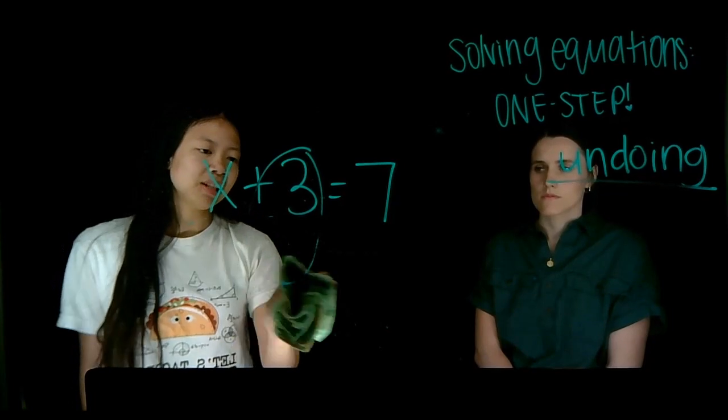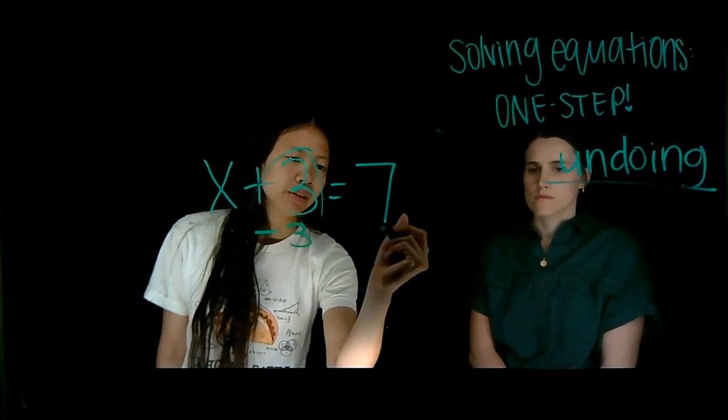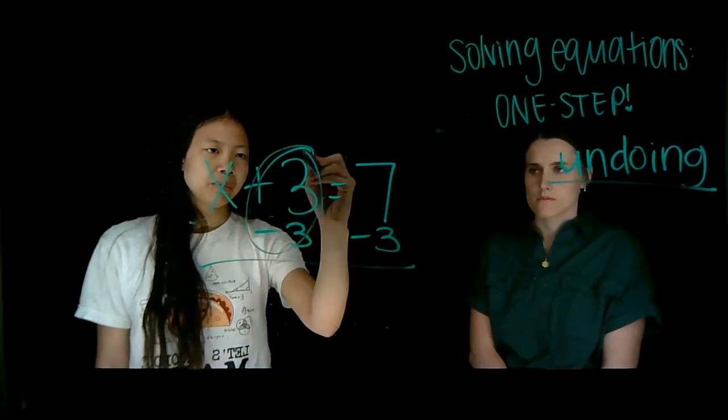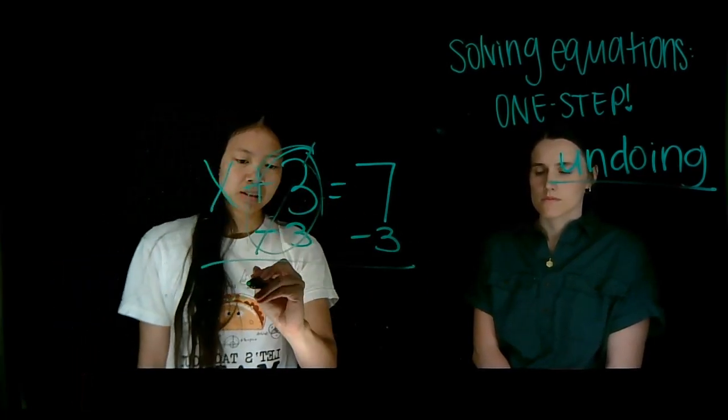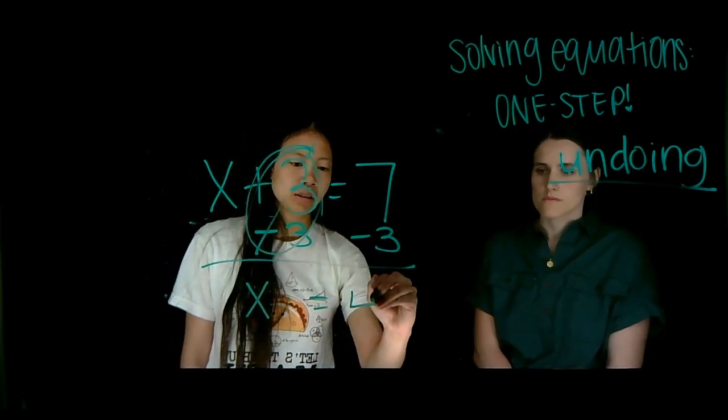And because of this equal sign, I have to make it even on both sides. I'm going to minus 3 here. Whatever I do here, I got to do over here. And this, again, adds up to 0. So I'm left with x plus 0, which is just x, equals 7 minus 3 is 4.